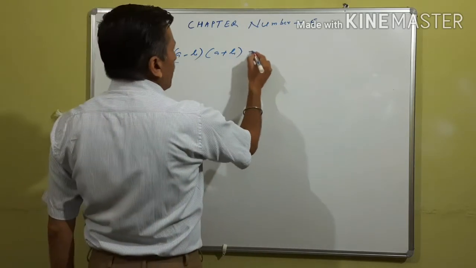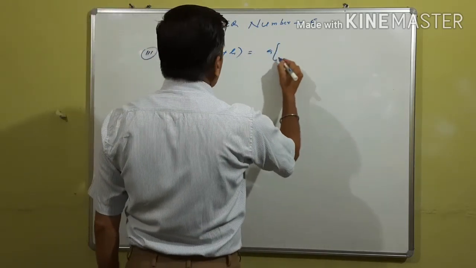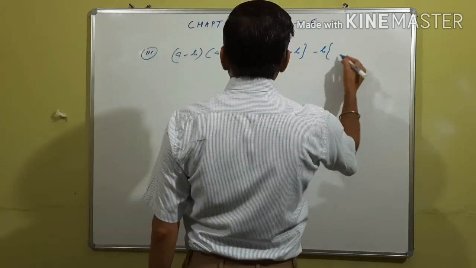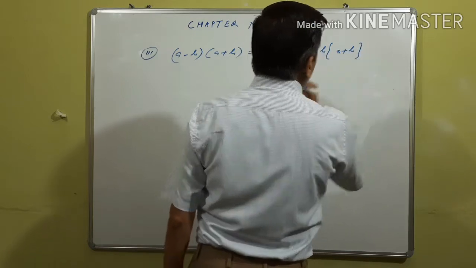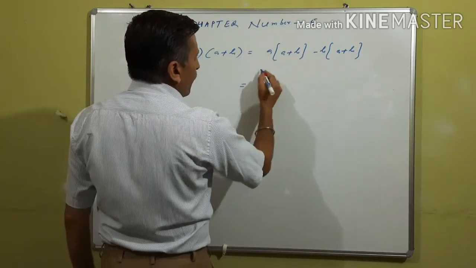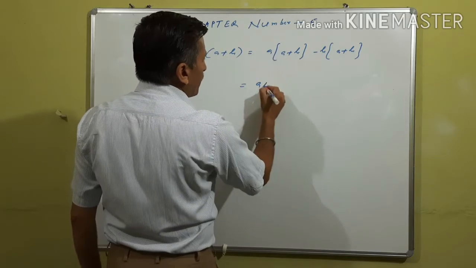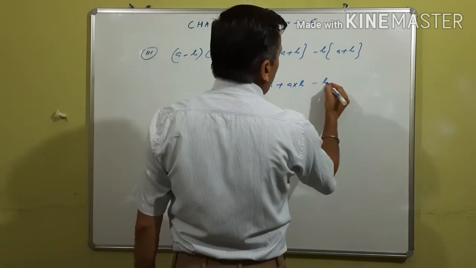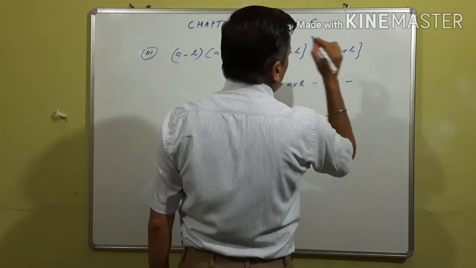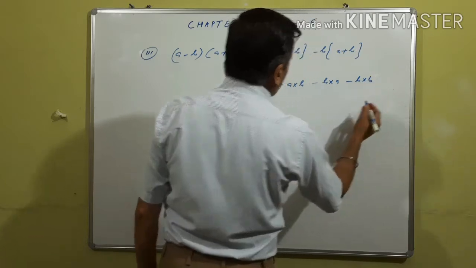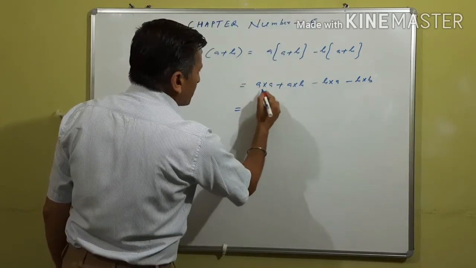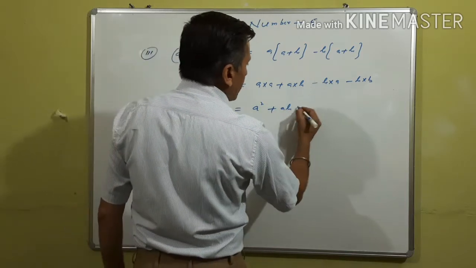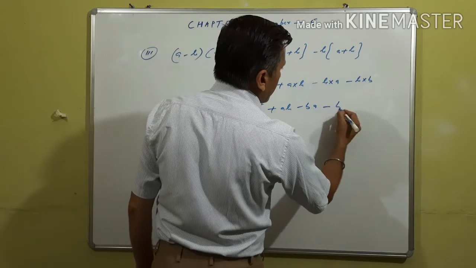Once again we have to multiply. So a into (a plus b), then minus b into (a plus b), and open the brackets. So a into a plus a into b, minus b into a plus minus b into b, which is equal to a to the power 2, plus ab, minus ba, and minus b square.